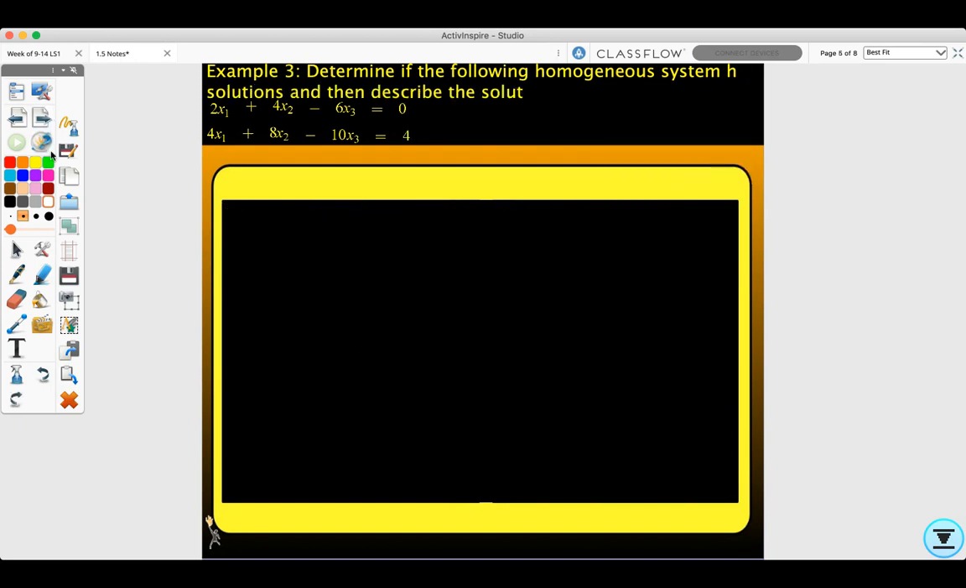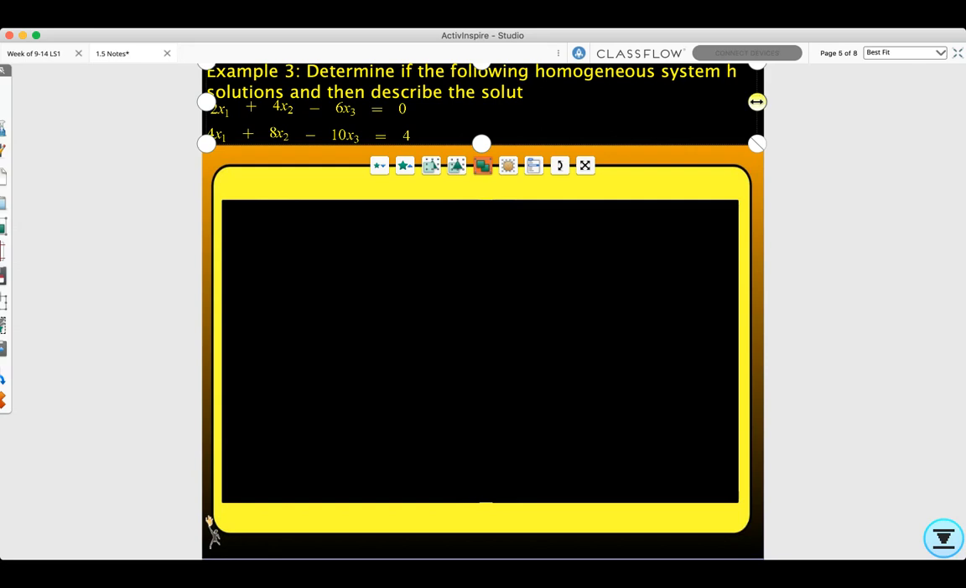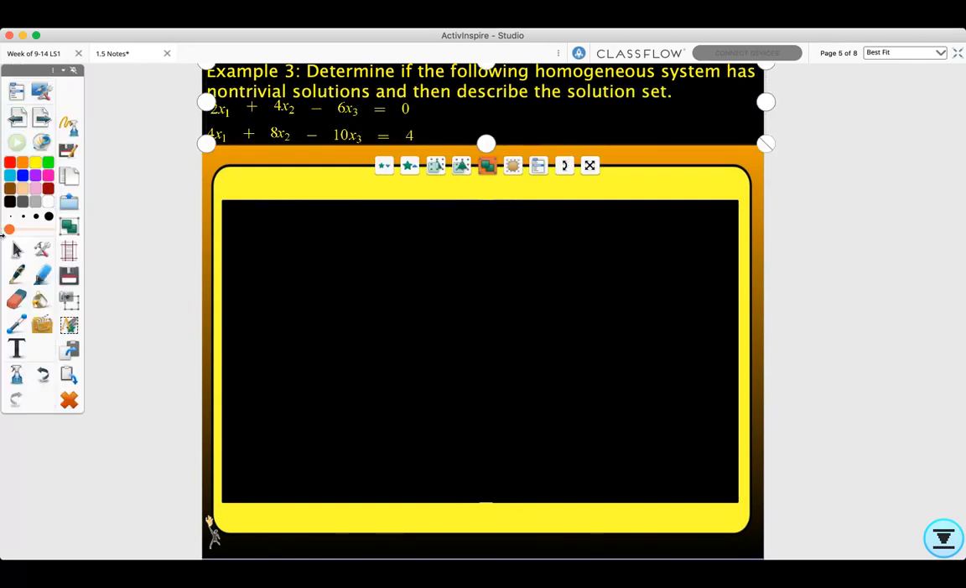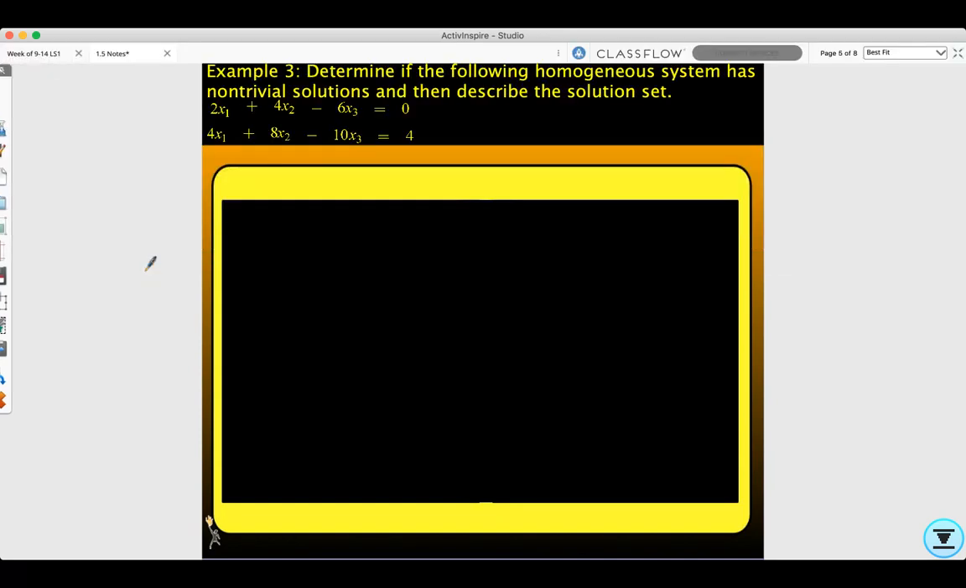Let's look at example 3. Describe the solution set of the following system. So when we're looking at this, this is 2x1 plus 4x2 minus 6x3 equals 0, and 4x1 plus 8x2 minus 10x3 equals 4. This has the same left side as example 2. What happens here is this is no longer 0, it's a 4. So things are going to change, and we're going to describe what that change is.